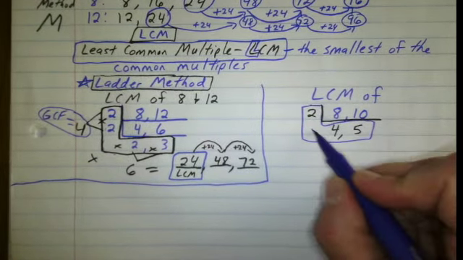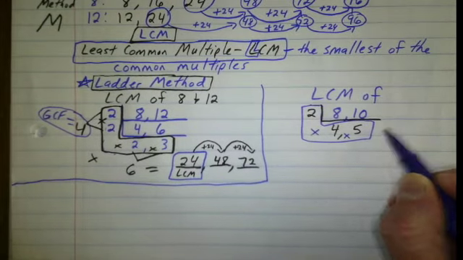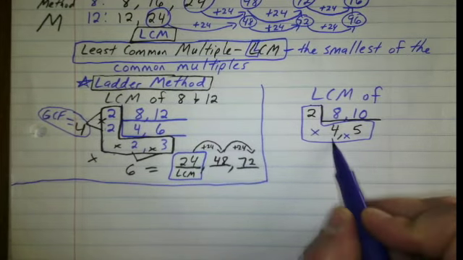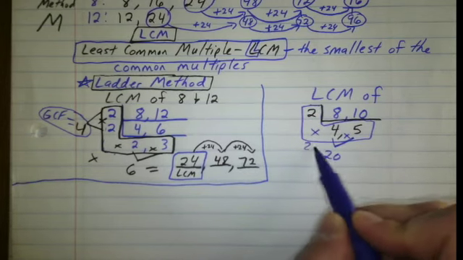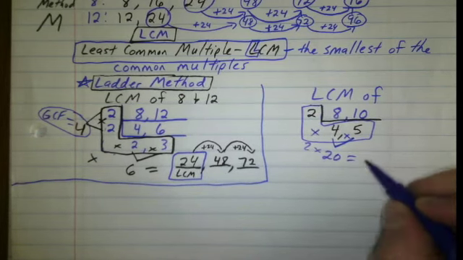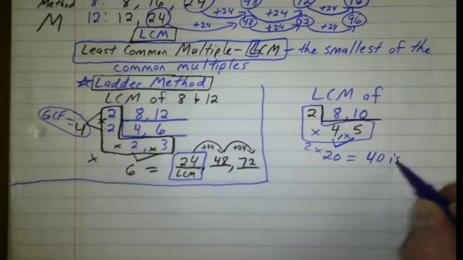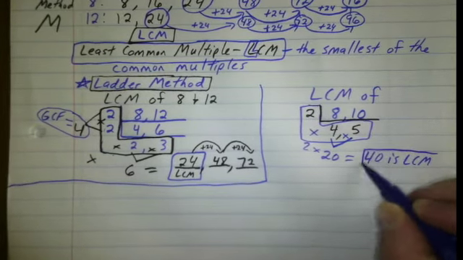That's 2 times 4 times 5. Well, if I do 4 times 5, that's 20. And if I multiply this 2 times the 20, I should get 40 is the LCM.